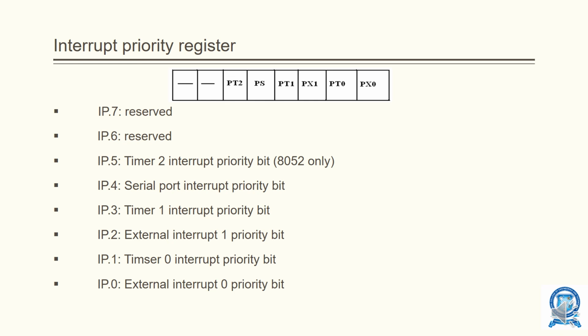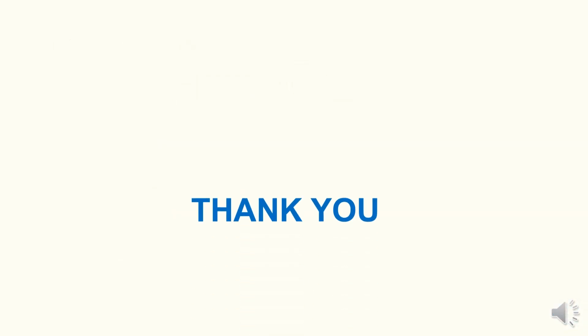Here bit 5 shows IP5, the timer 2 interrupt priority bit, IP4 the serial port interrupt priority bit, IP3 the timer 1 interrupt priority bit, and here if it is 1 the priority will be set, if it is 0 it won't be set. Thank you.